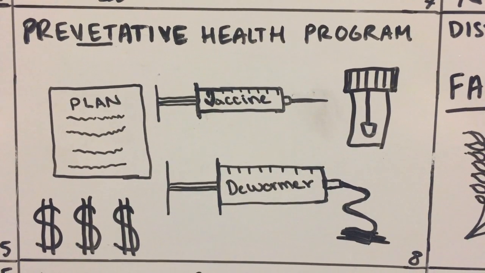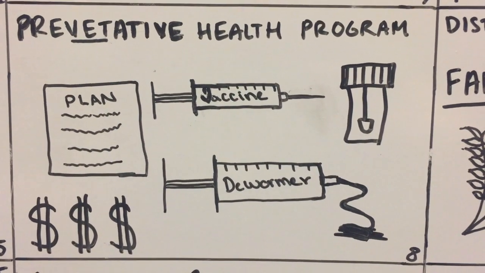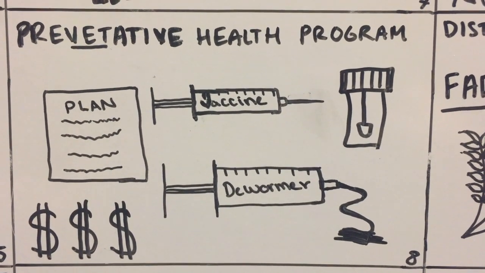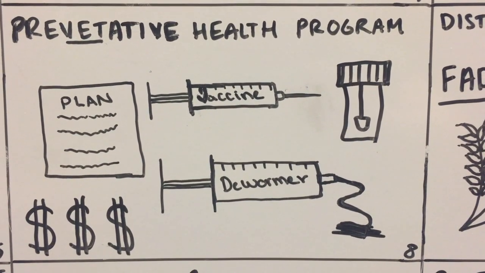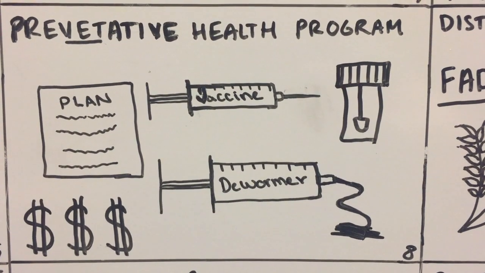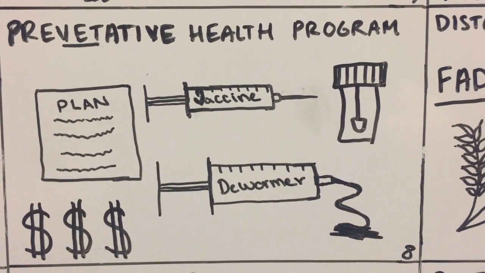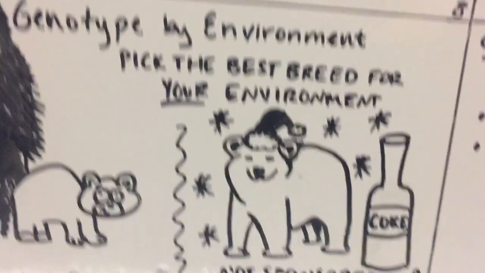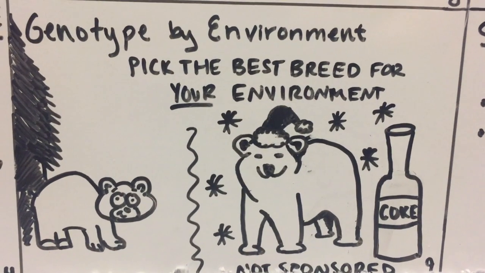Some examples of items within your preventative health program include vaccines, which prevent disease, parasite screenings, which help to prevent parasites or recognize them early, dewormer, which helps to get rid of parasites, and many other options recommended by your veterinarian.